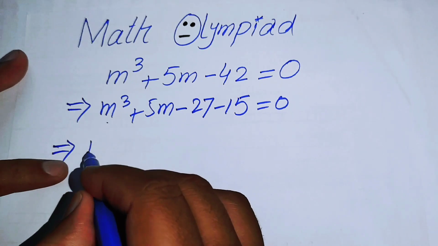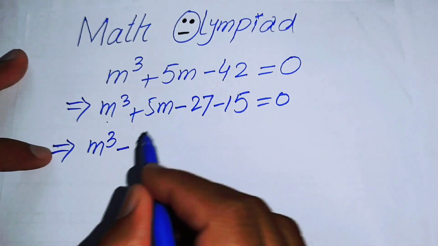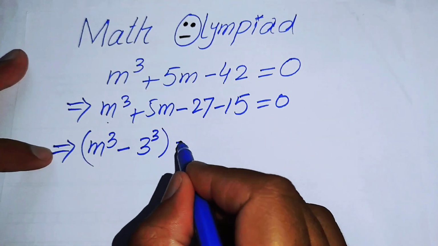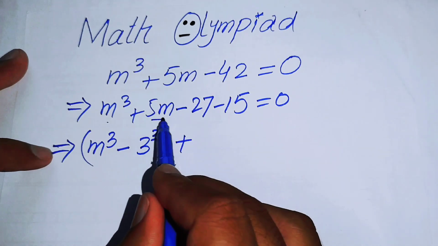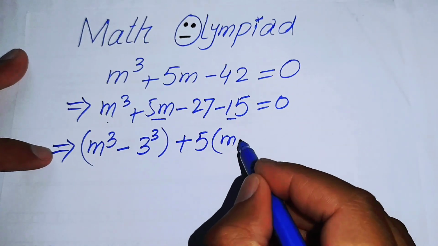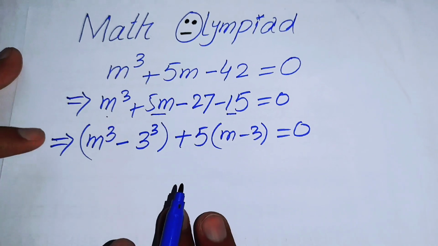So here you have the first term, which is m cube, and here you have minus 27, and we will write it as 3 cubed. And similarly here you can take common plus 5 from these two terms, and here we get 5 times of m minus 3 is equal to 0.